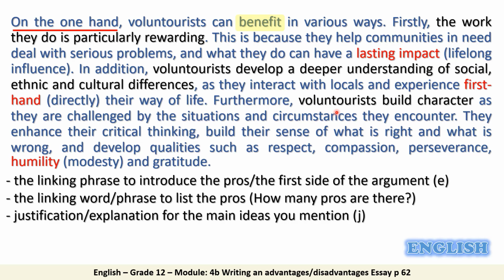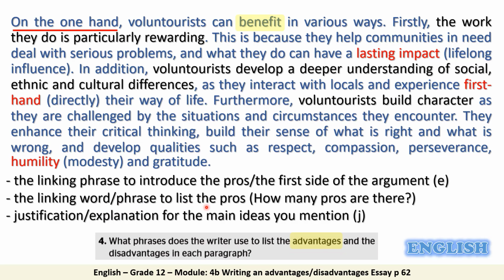What follows is the third topic sentence, which is voluntarists build character. How do they build character? As they are challenged by the situations and circumstances they encounter. They enhance their critical thinking. They build their sense of what is right and what's wrong, and develop qualities such as respect, compassion, perseverance, humility, which is modesty, and gratitude. So the linking words or phrases to list the pros are firstly, in addition, and furthermore.